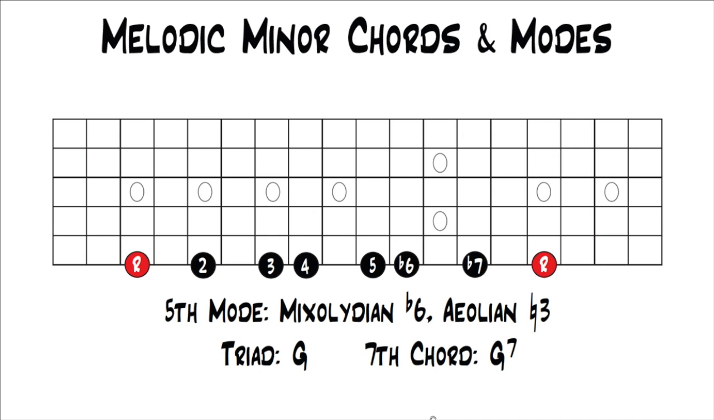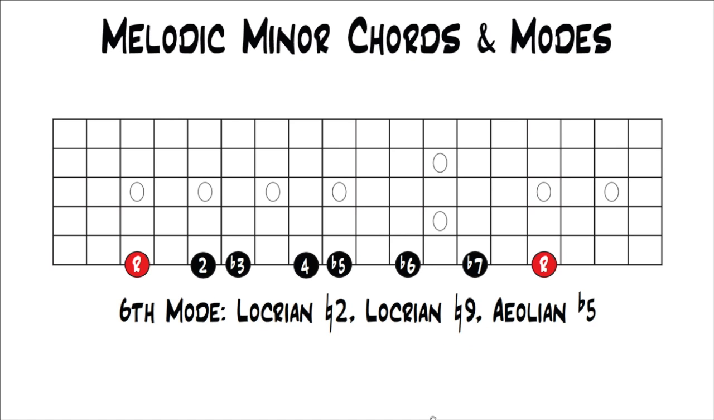But this is a very uncommon mode. Again, it's not used very often, but just try it out, see if you like it. And again, we'll dive deeper into this in other lessons. The next mode is the 6th mode. It's called the Locrian natural 2, Locrian natural 9, or Aeolian flat 5. Those are all common names for it.